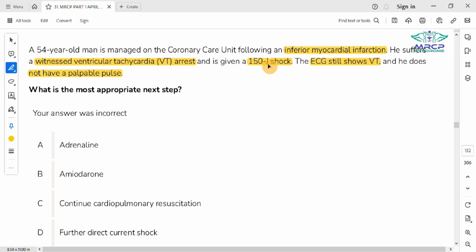That's why he was given the 150 joule shock, which is the right step to treat ventricular tachycardia, since this is a shockable rhythm. But after the first shock, he's still in VT with no pulse. So the next step based on the ALS criteria would be to go for immediate CPR. After delivering the shock, CPR should be resumed immediately for 2 minutes, regardless of whether the shock has worked or not. The purpose of CPR is to keep oxygenated blood flowing to the vital organs, especially the brain and the heart, while preparing for the next step.